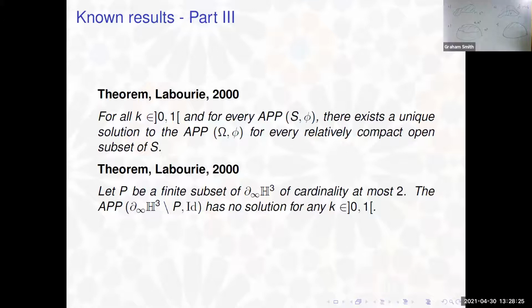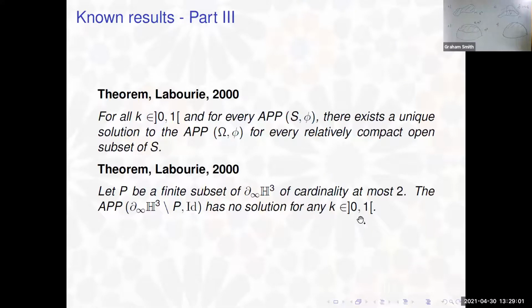François also has a significant non-existence result, which states that if you have a finite subset of the ideal boundary of cardinality at most 2, then here we have an asymptotic Plateau problem, consisting of taking my open set omega to be the complement of this finite subset, and phi is equal to the identity. And you can show that this Plateau problem has no solution when k is in (0, 1). So when k equals 0, my omega is quite simply the whole of the ideal boundary.